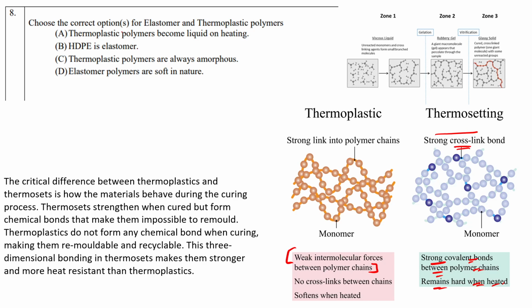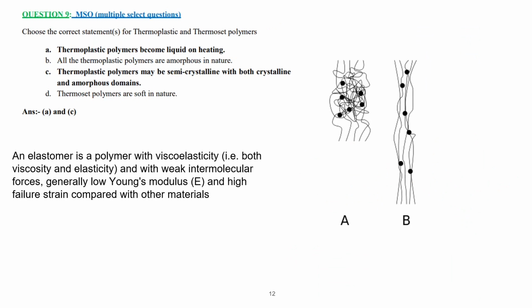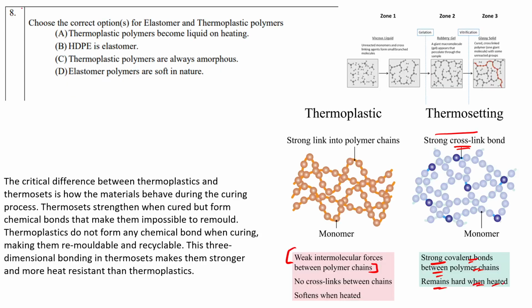So now we can go through the options of elastomer and thermoplastic polymer. The thermoplastic polymer becomes liquid when heated. Sorry, thermoplastics become liquid on heating. So that's what we have seen here. Why is it happening? Because there is no chemical bond present between the different chains, and for that they liquefy on heating. So it would be one of the options.